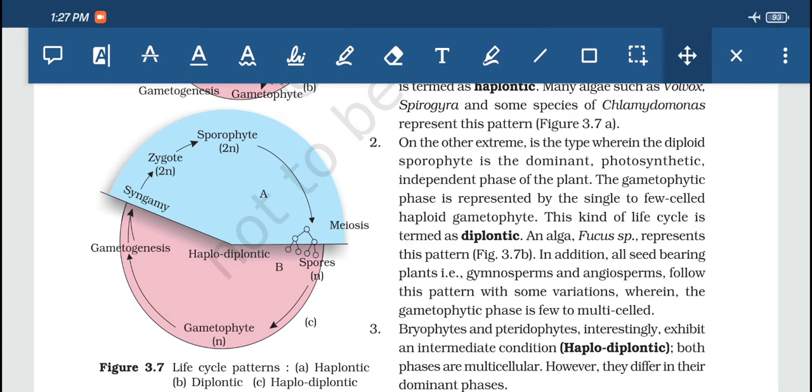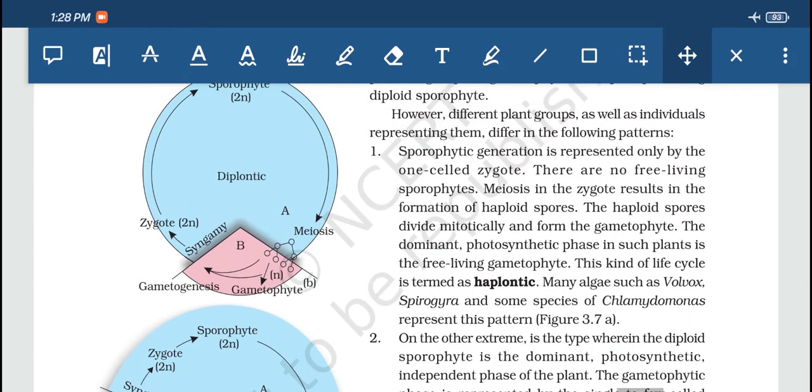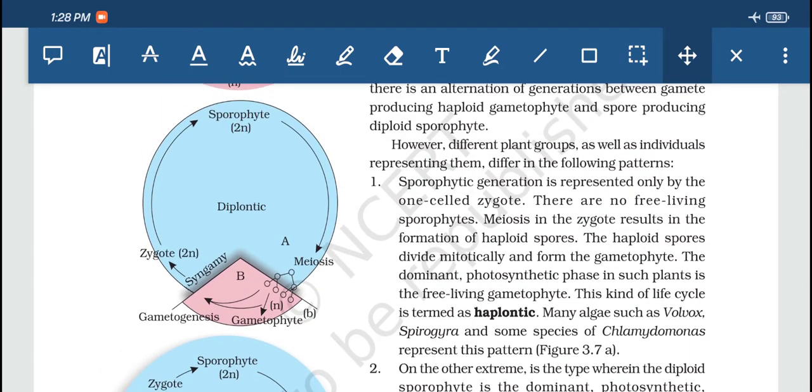In addition, all seed bearing plants, that is gymnosperms and angiosperms, follow this pattern, with some variations wherein the gametophyte phase is few to multi-celled. This is shown by some algal members like the species of Fucus, and by gymnosperms and angiosperms. The diagrammatic representation is over here.